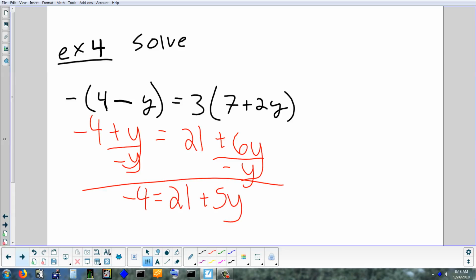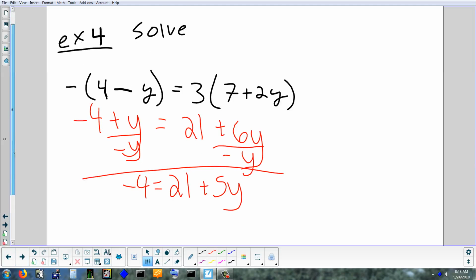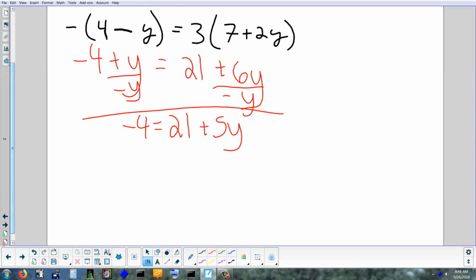Positive 5y. Good. Alright? Which, when I look at this, Brady, negative 4, positive 21, positive 5. Which one of those terms is not like the two others? One of these is this, the other two are these. Savannah? 5y, right? 5y is a what? Variable, right? The other two are just constants or numbers, all right? So the one thing that's not like the two others, you never want to touch that.